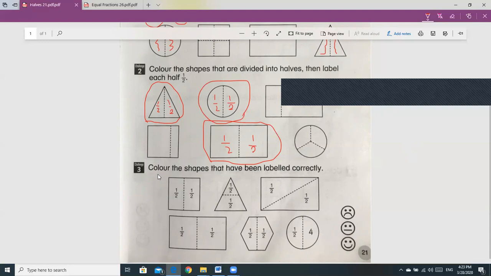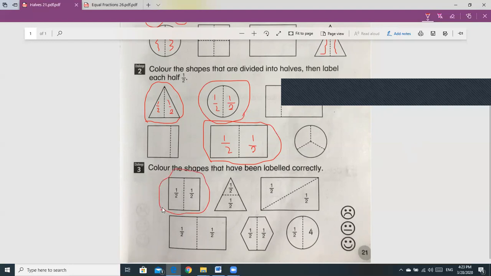Let's make this. Color the shape that has been labeled correctly. Let's see here. If this, he wrote it correctly and it's divided into half? Yes. Also, I don't want you to color it. I want you to circle it. Okay.